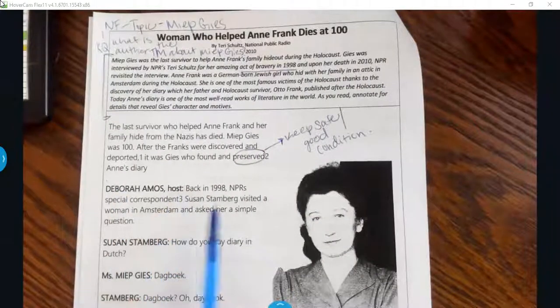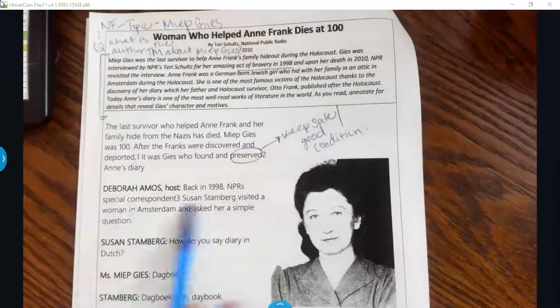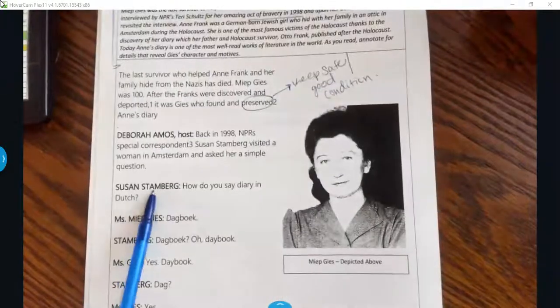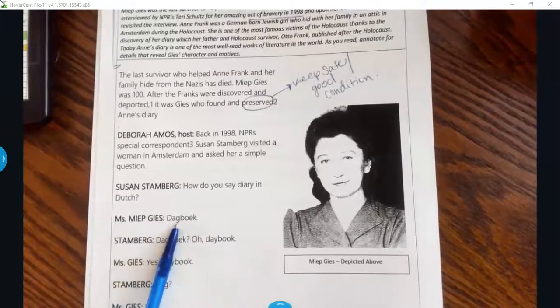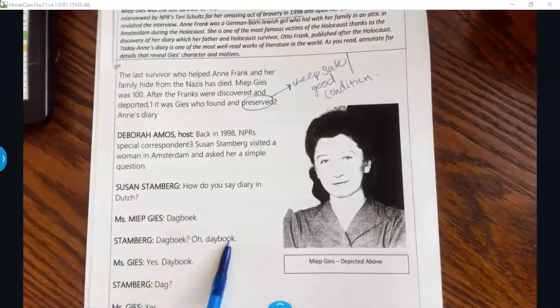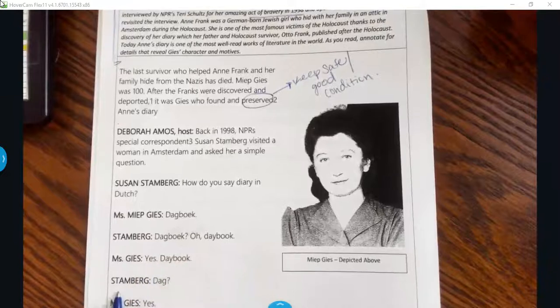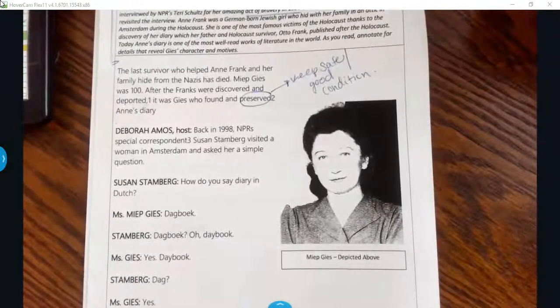Deborah Amos, host: Back in 1998, NPR special correspondent Susan Stamberg visited a woman in Amsterdam and asked her a simple question. Susan Stamberg: How do you say diary in Dutch? Miep Gies: Dagboek. Stamberg: Dagboek. Oh, daybook. Gies: Yes, daybook. Stamberg: Dag. Gies: Yes. Stamberg: Boek. Gies: Boek. Stamberg: Diary.